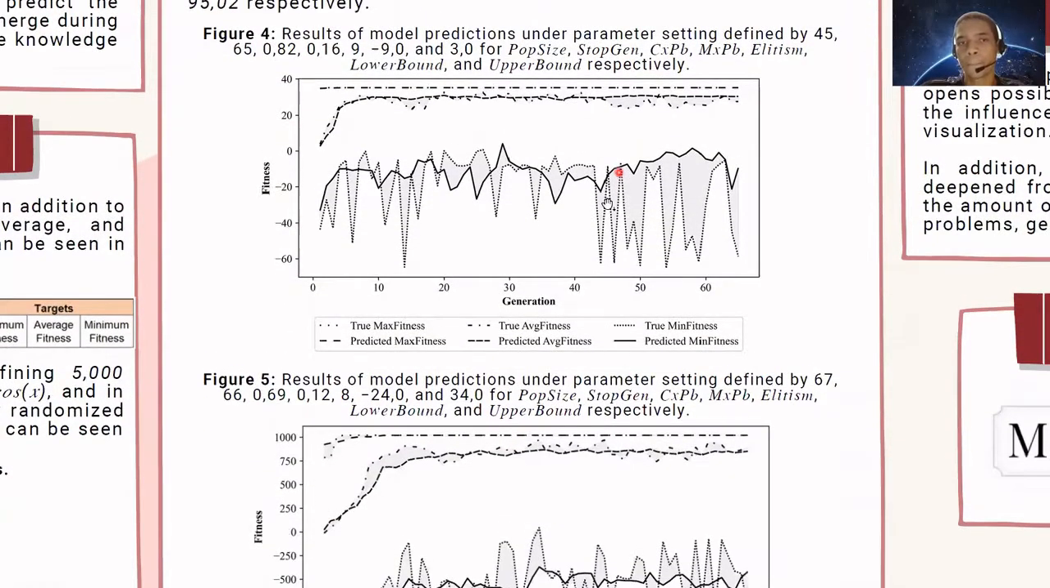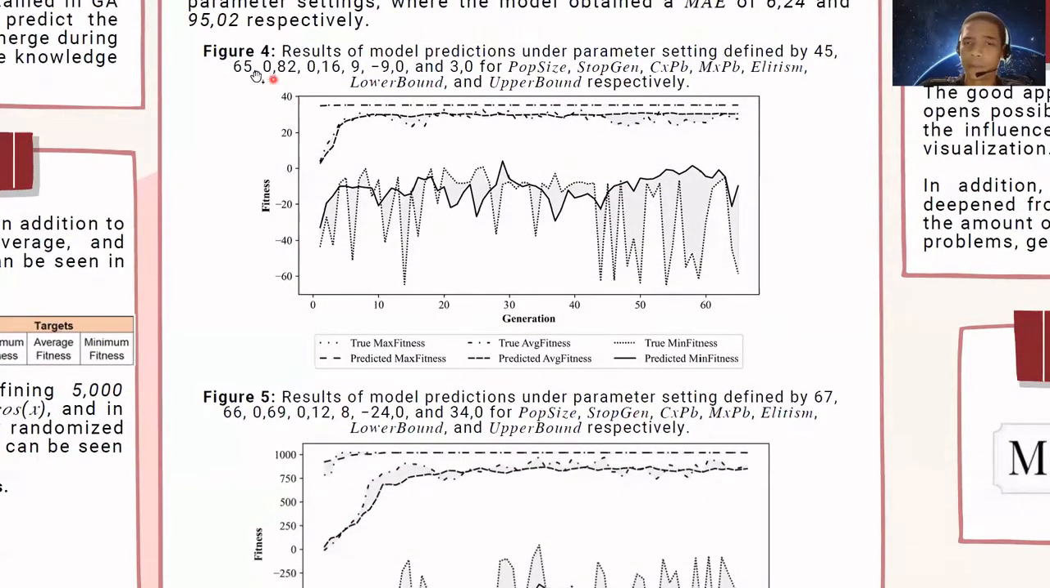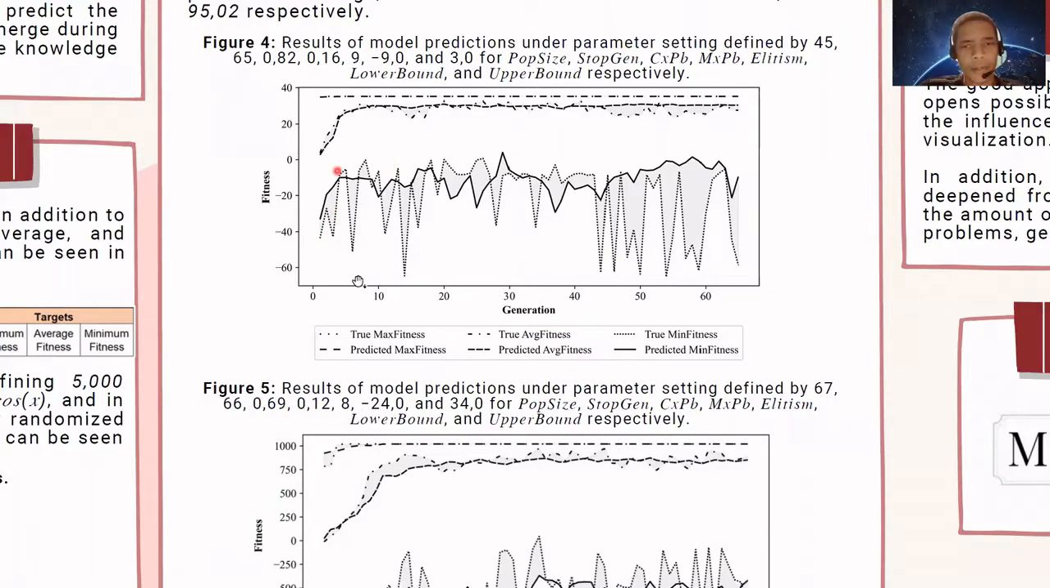Figures 4 and 5. In Figure 4, it is possible to observe the original and predicted curves under the parameterization of 45 for population size, 65 for stop generation, 82% of crossover, 16% of mutation, elitism defined as 9, and function bounds of -9 and 3. In the most irregular curves, we have the real values, and the predicted values can be approached considerably.